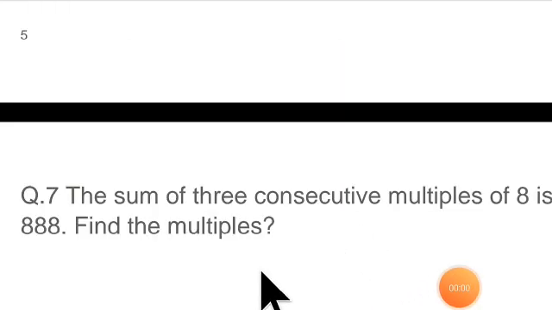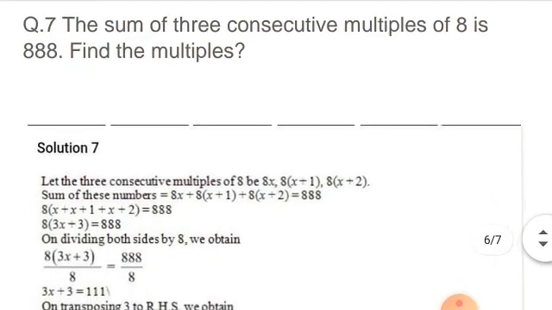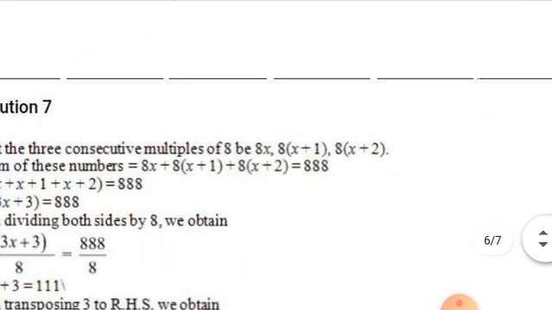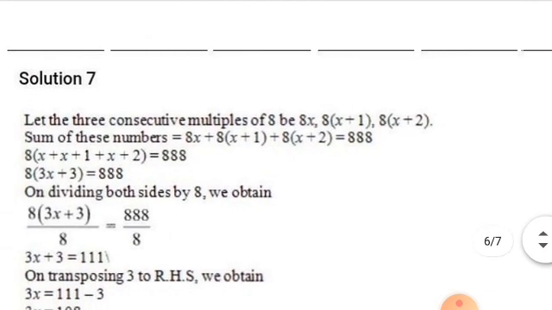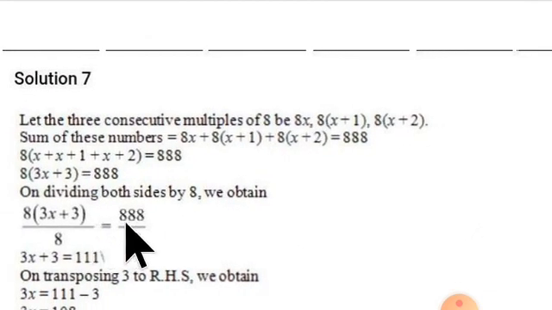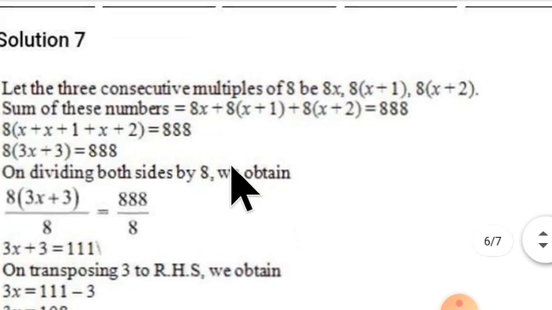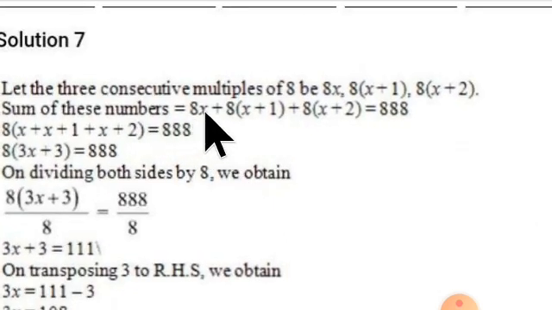Question number 7 is given. The sum of three consecutive multiples of 8 is 888. Find the multiples. So let us see the answer. Here three consecutive multiples of 8 are given. So let us suppose them as 8x, 8 into x plus 1 and 8 into x plus 2. Now the sum of these three numbers: sum means we have to add. So 8x plus 8 into x plus 1 plus 8 into x plus 2 equal to 888.